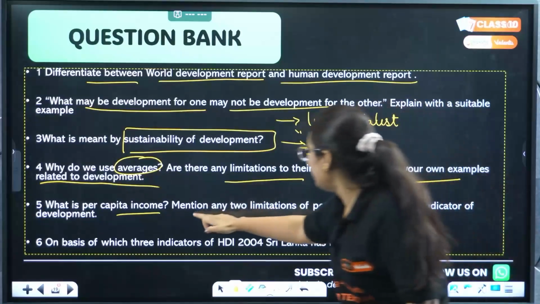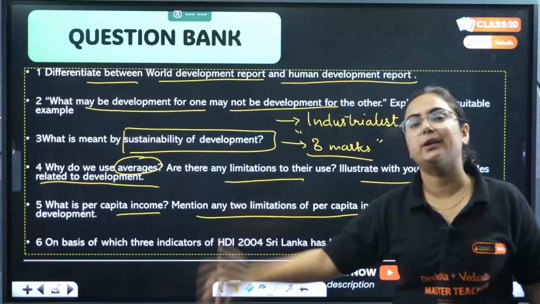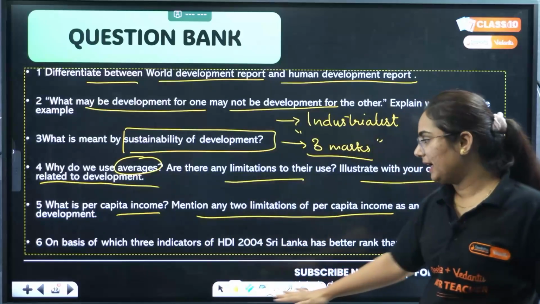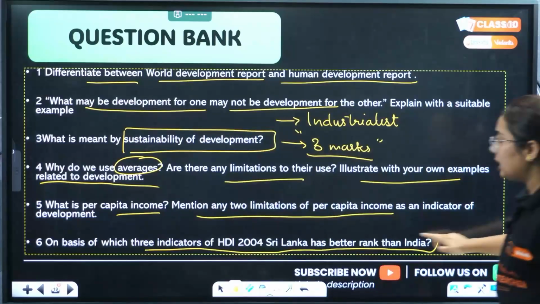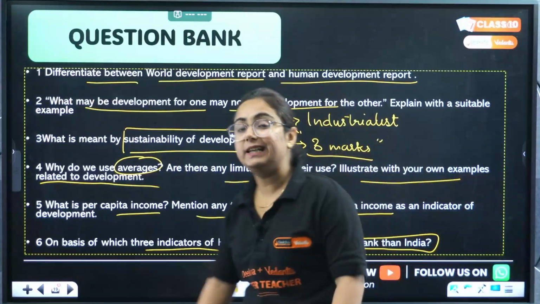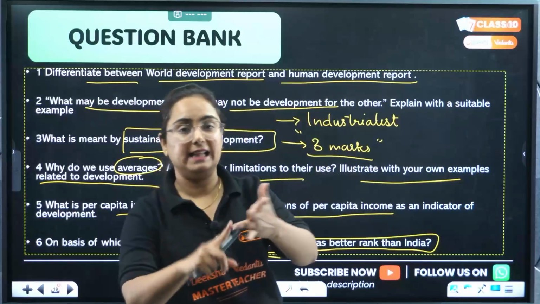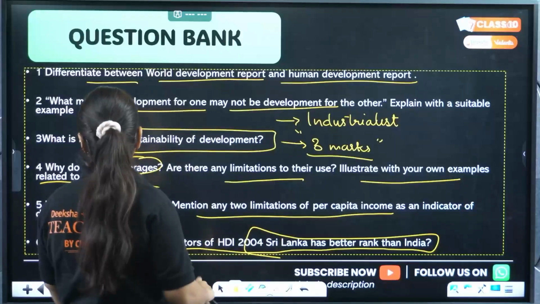Fine. Mention any 2 limitations of per capita income. It hides disparity, it hides differences. That's it. Fine. On the basis of which 3 indicators does Sri Lanka have a better rank in HDI 2004? The 3 indicators were education, health and income. Okay, read that carefully so that you can answer this.